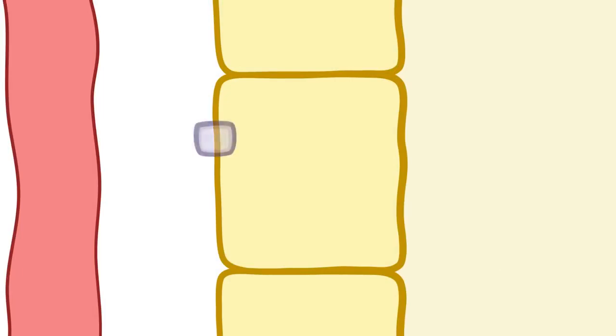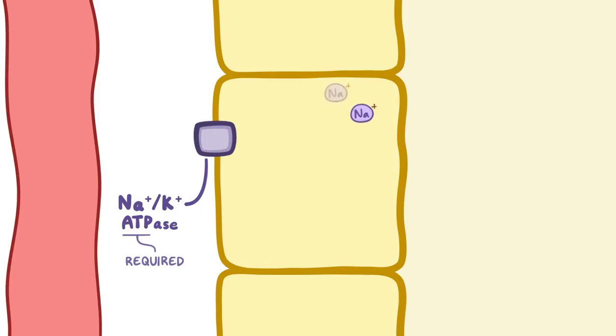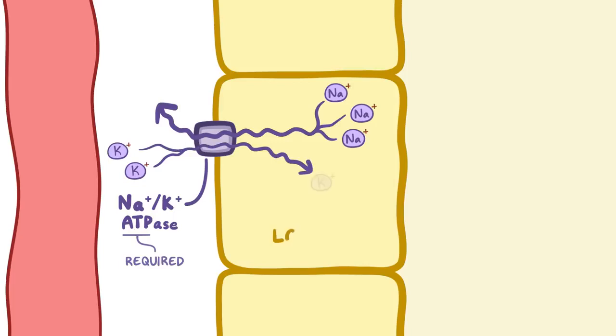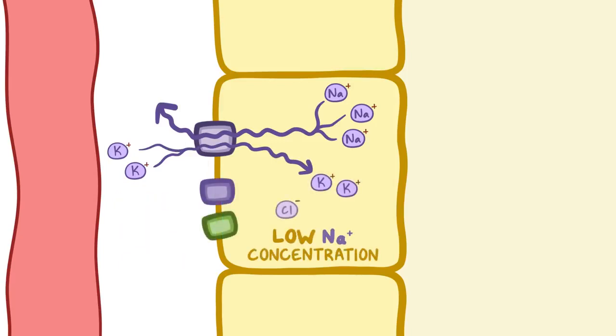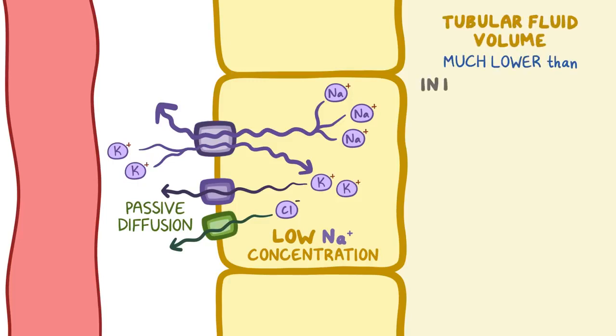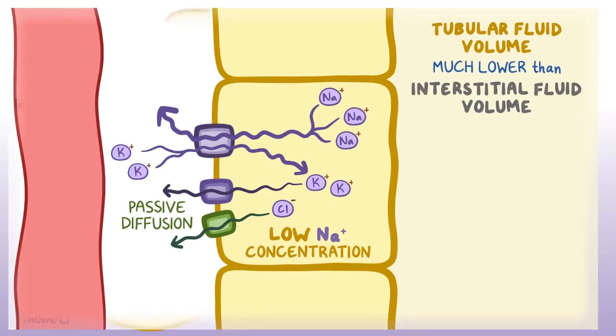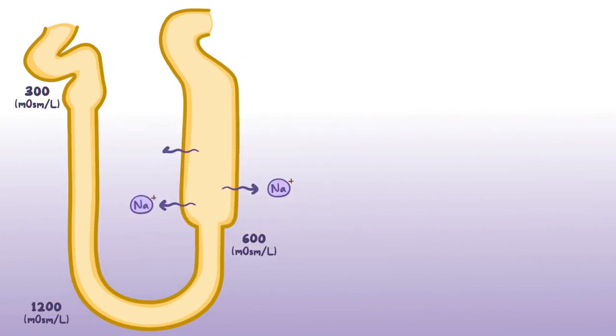On the basolateral surface of the tubule cell, a sodium-potassium ATPase uses ATP to pump 3 sodium ions into the interstitial fluid in exchange for letting 2 potassium ions into the cell. Finally, both chloride and potassium move from the cell into the interstitial fluid passively, through their own channels down their concentration gradients. Now, the volume in the tubular fluid is much lower than the volume in the interstitium. But if sodium is pumped into the interstitial fluid over and over, then the interstitial fluid will become more concentrated, and we end up with this highly concentrated interstitium in the medulla.